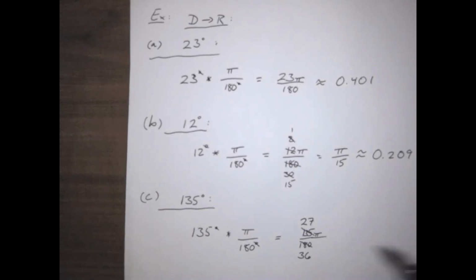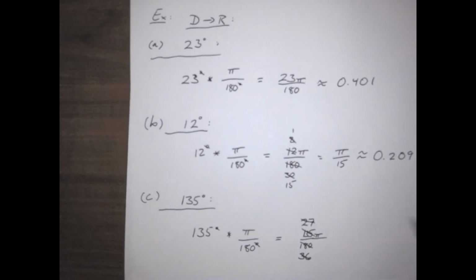All right, and now wait, 27 and 36. Those cancel even a little bit more. And what do we have? 3 and 4. So in other words, 3 pi over 4. Which, sure enough, is what we had settled on when we were drawing out that unit circle.